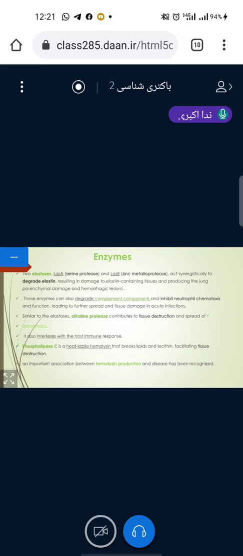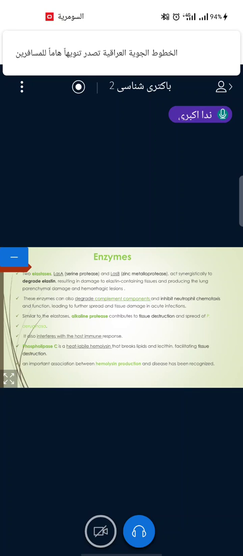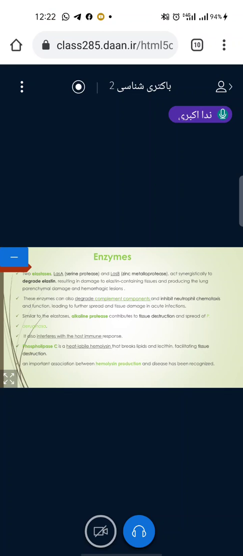Okay, now we want to speak about enzymes. As we said at first, Pseudomonas aeruginosa species, or it's better to say Pseudomonas species, has one of the largest genomes, and they produce many enzymes. And these enzymes have an important or critical effect on the pathogenicity.